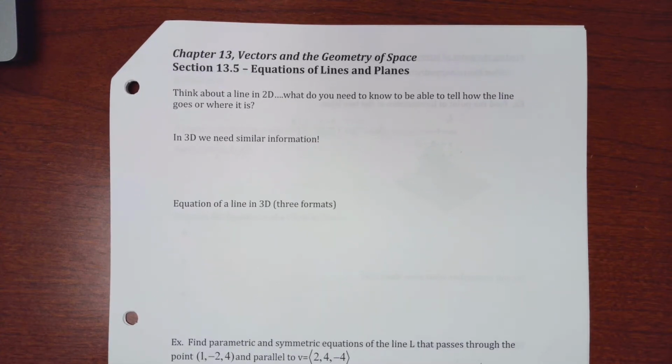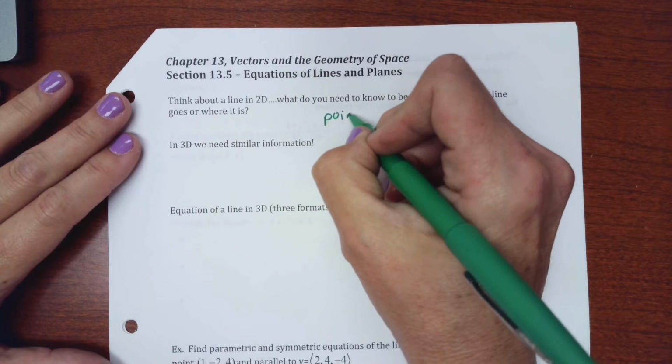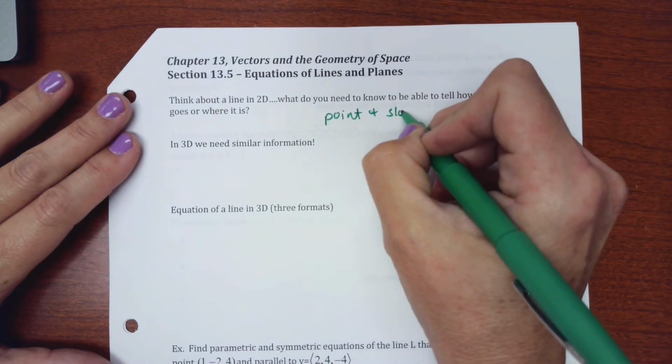Alright, so I'm going to start section 13.5 here a little bit. So think about a line in two dimensions. When you have the equation of a line in two dimensions, you need to know a couple things. You have to know a slope, which direction it's going, and you need to know a point on the line to ground it, right? And so you need similar information when you're doing something in three dimensions. So you need basically a point and a slope.